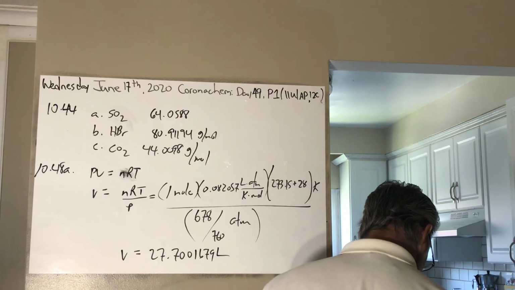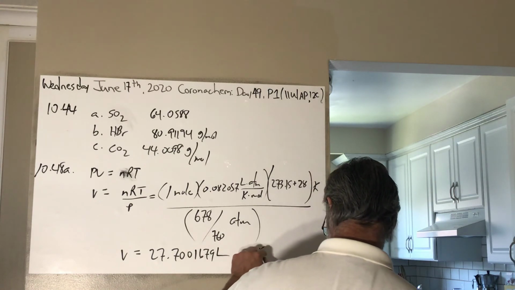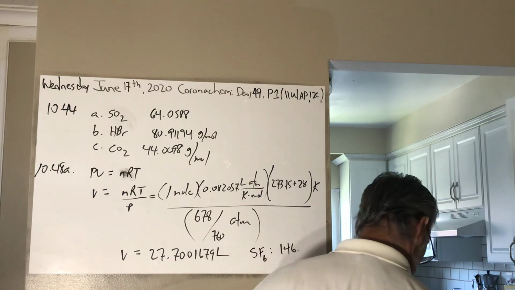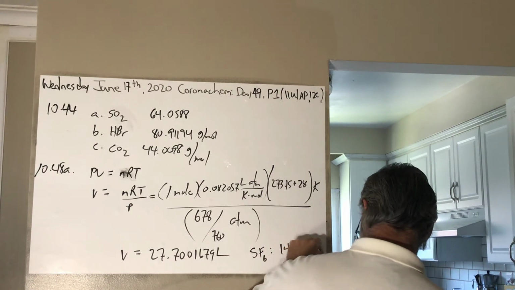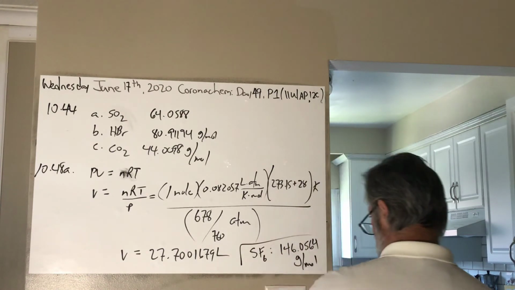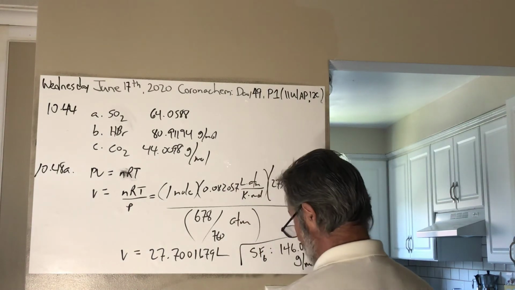And the molar mass of sulfur hexafluoride, SF6, is 146. I'm not going to show you how to do that part, you should all know that by now. If you don't, I don't know what you're doing. I do know what you're not doing though. Okay, so that would be the molar mass of sulfur hexafluoride, so from there we could find its density.